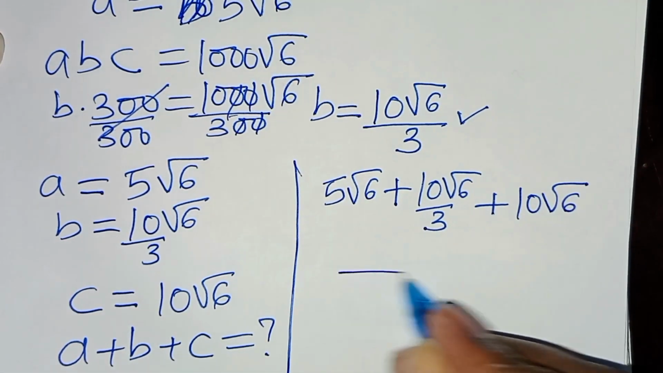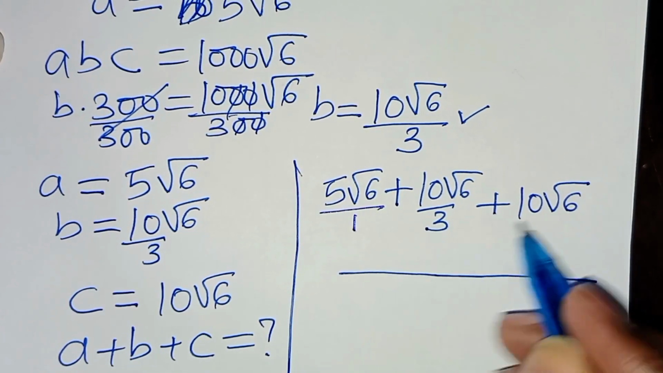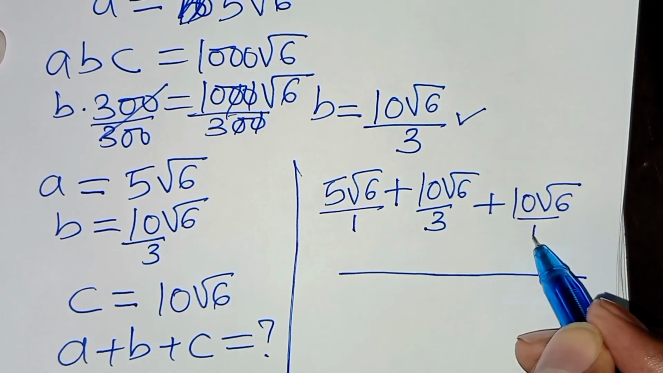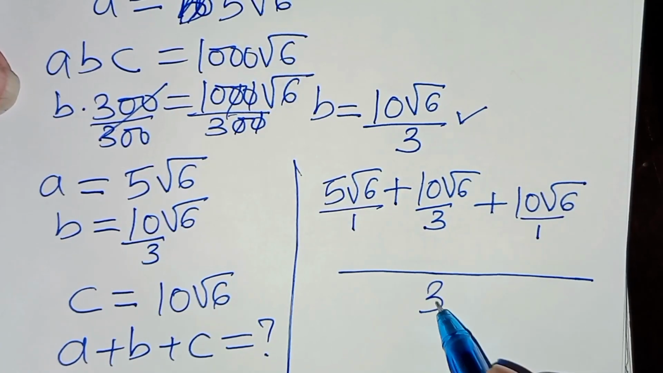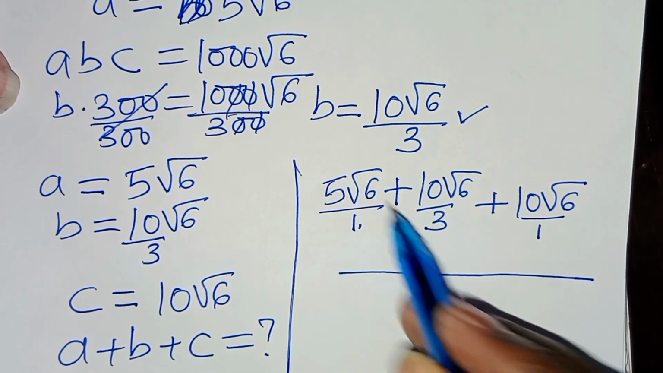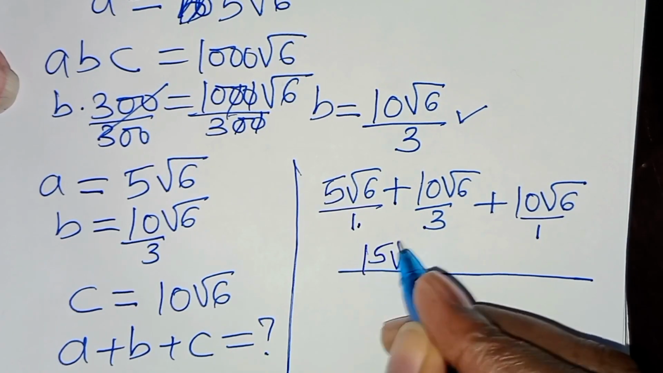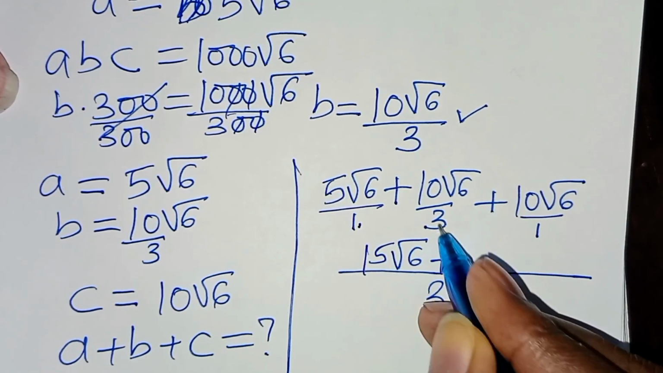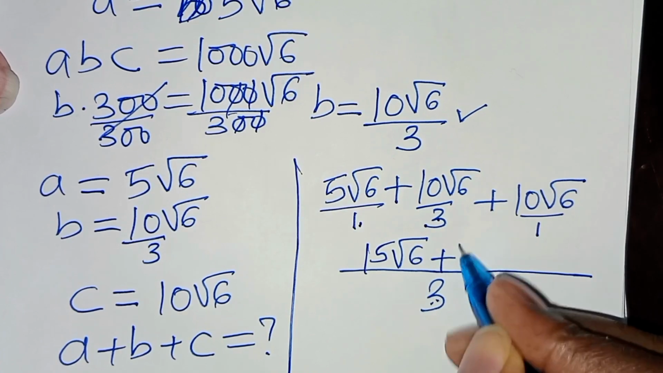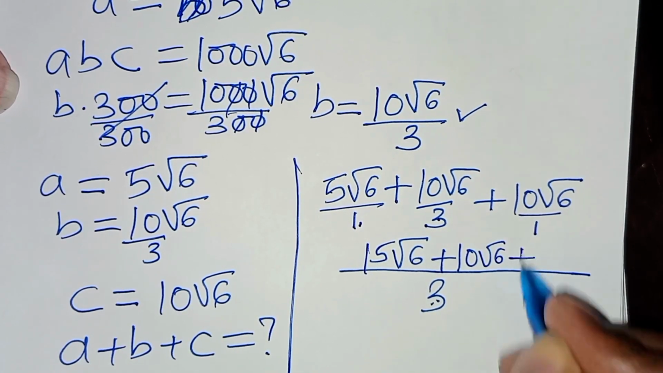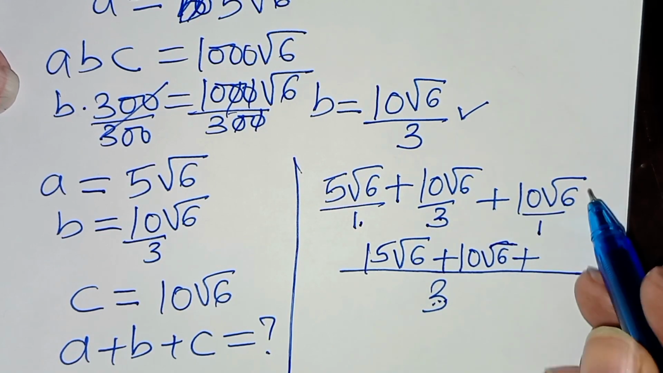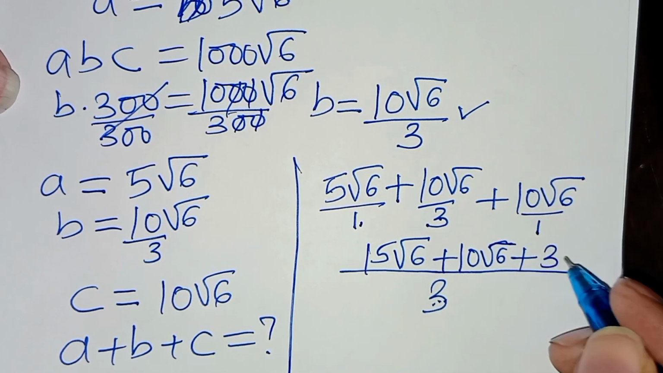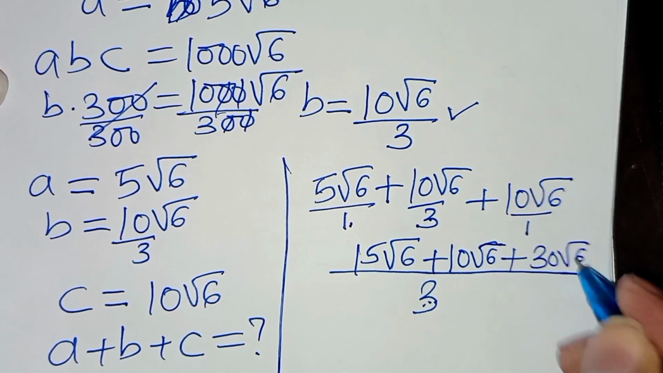Okay. So let's get the LCM here. So this is a whole number, and also this 10 is a whole number. So the LCM here is 3. So 3 divided by 1 is 3. 3 times 5 square root of 6, this is 15 square root of 6. Plus 3 divided by 3 is 1 times 10 square root of 6, so it's 10 square root of 6. Plus 3 divided by 1, this is 3 times 10, so it's 30 square root of 6.